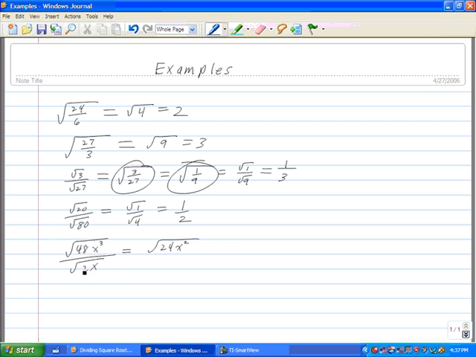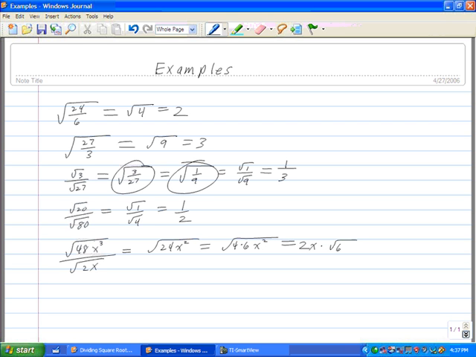So I've simplified this considerably, but I'm still not done. Not done because 24 has a perfect square in it. It's a 4 times 6, and then again there's the x squared. So now I'm going to take the square root of 4, which is 2. Can't take the square root of 6, so it stays in. And the square root of x squared is x. So there is your final answer in a simplified form.